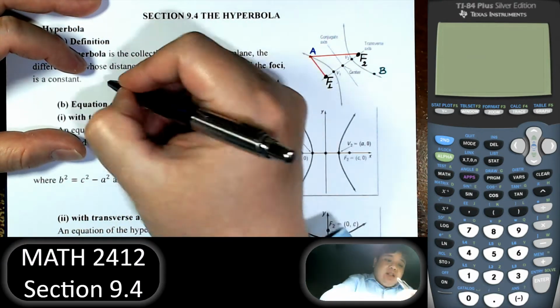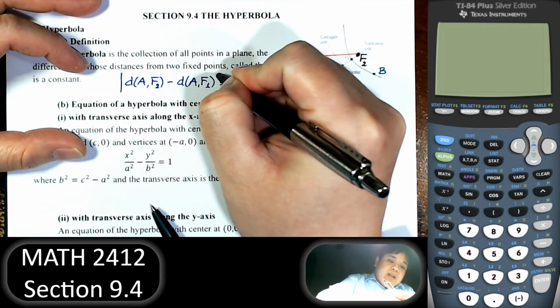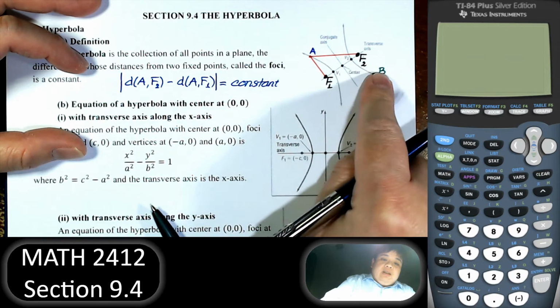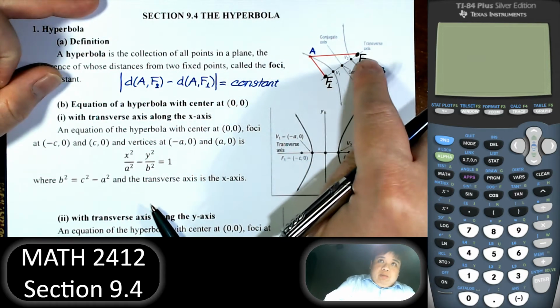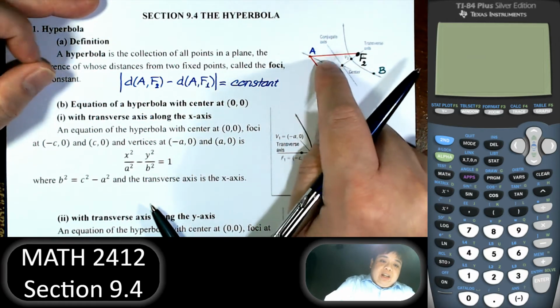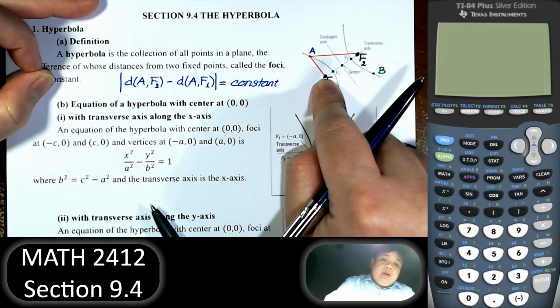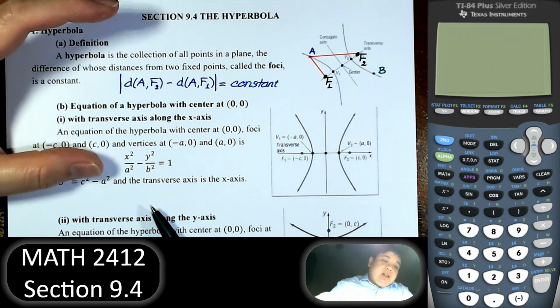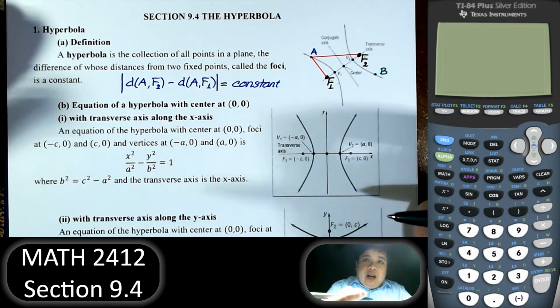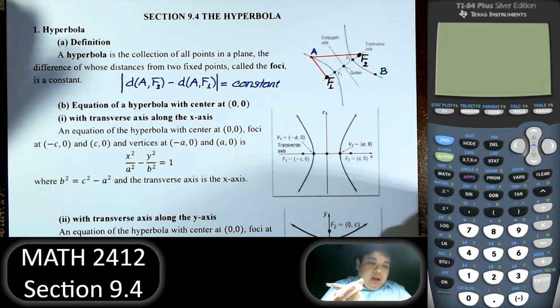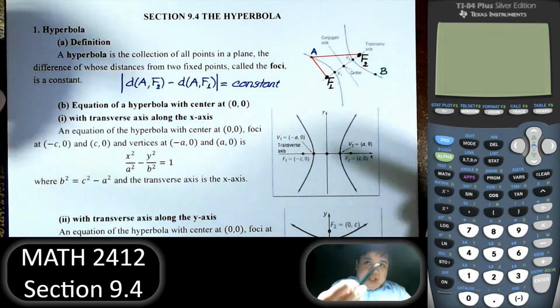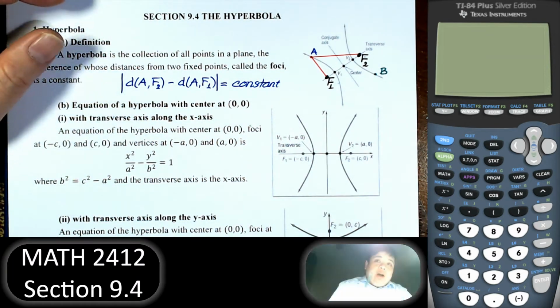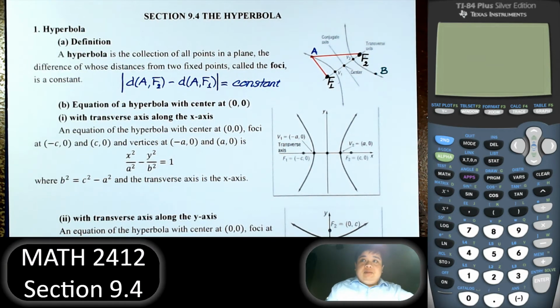So to guarantee that is true, we can put absolute values here. The distance from the point to the further focus, subtract the distance from that point to the closer focus, is going to be constant. So that's what we have. That's the definition. But we need to know the characteristics of a hyperbola so we can link them between the graph and the equation.